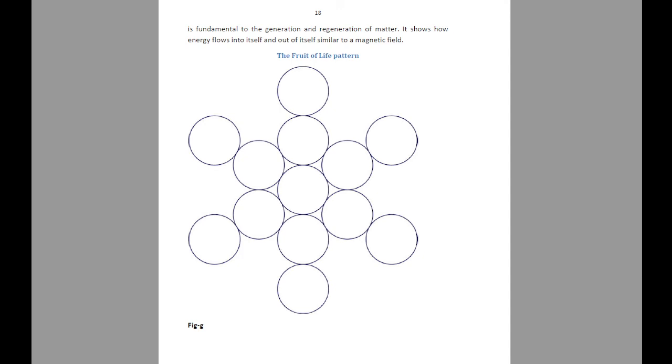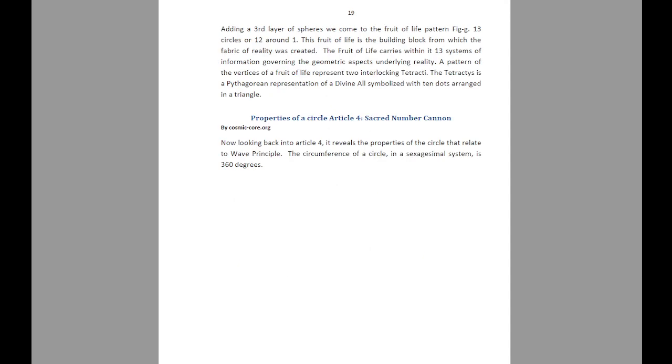The fruit of life pattern, Fig G. Adding the third layer of spheres we come to the fruit of life pattern, Fig G. 13 circles, or 12 around 1. This fruit of life is the building block from which the fabric of reality was created. The fruit of life carries within it 13 systems of information governing the geometric aspects underlying reality. The pattern of the vertices of a fruit of life represents two interlocking tetrahedrons. The tetrahedron is a Pythagorean representation of a divine all, symbolized with 10 dots arranged in a triangle.